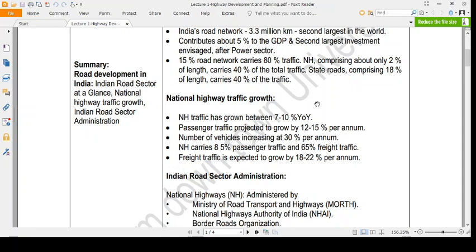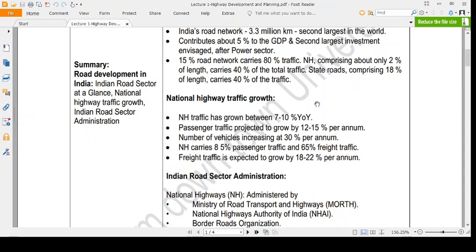Freight traffic is expected to grow by 18 to 22% per annum. From this data we can easily visualize the importance of the national highway in the current sector. As you can see, the traffic carried by the national highway is very high, so the construction procedures, maintenance and other things are also very demanding for the national highways.